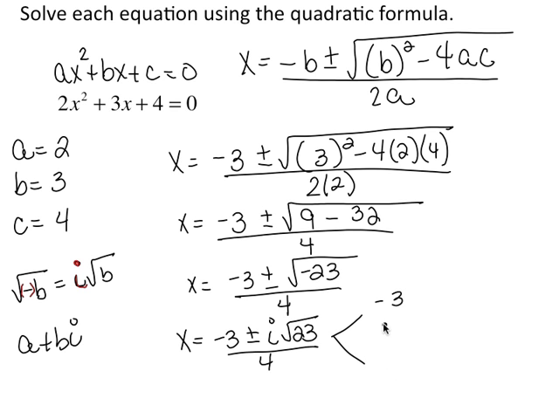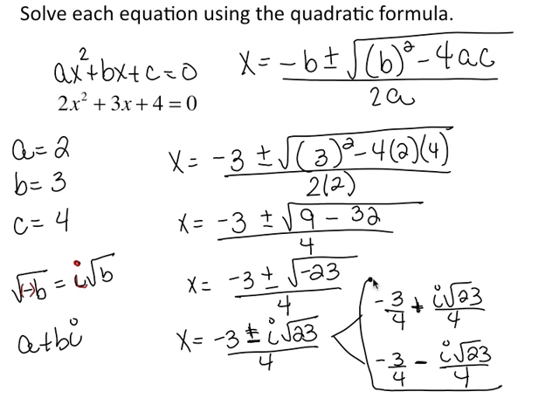So we have negative 3 over 4, because it's all over 4 but we're splitting it up, plus i square root of 23 over 4, and then negative 3 over 4 minus, for this minus here, i square root of 23 over 4. So the plus is this plus, and the minus is this minus here. So here we have the real part of our answer and then the imaginary part. So our answer ends up being this.